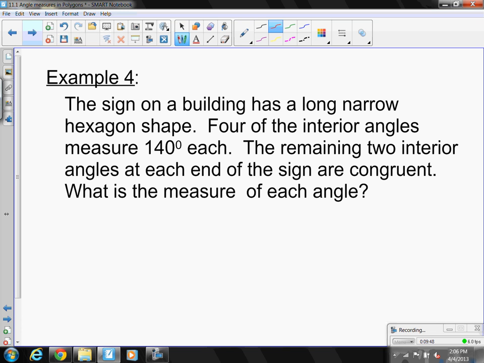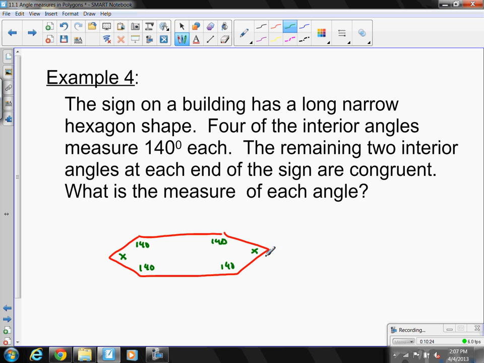The sign on a building has a long, narrow hexagon shape. So notice I'm drawing a picture to help me out. 4 of the interior angles measure 140 degrees each. The remaining 2 interior angles at each end of the sign are congruent. Let's call them x because we don't know what they are. What is the measure of each angle?